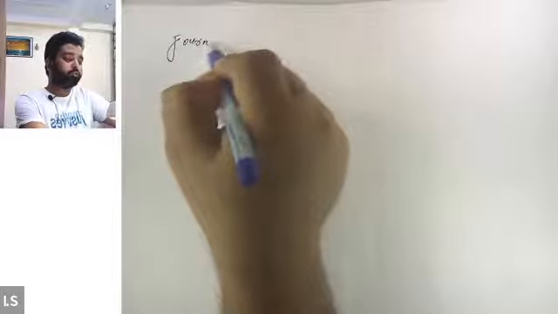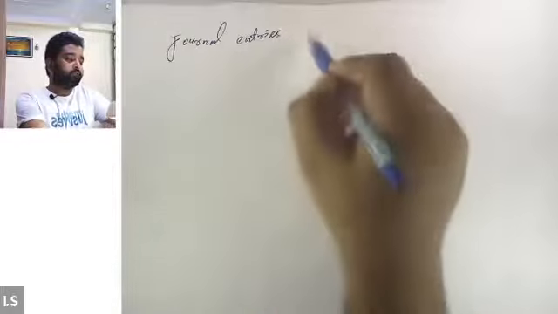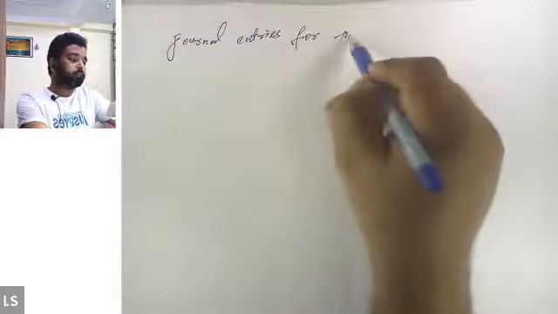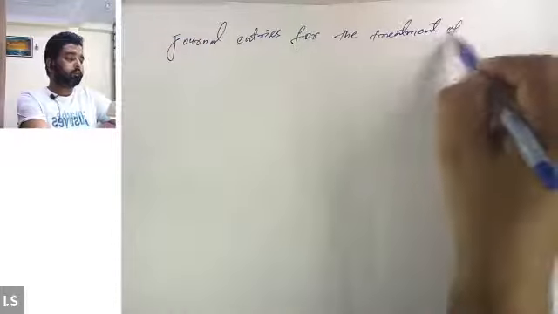Now we need to discuss the general entries regarding the interest. When the partnership firm is paying interest to the partner against the advance that he has made to the firm, in that case we need to pass the general entries. I want all of you to write it down, please. General entries for the treatment of interest on loan.